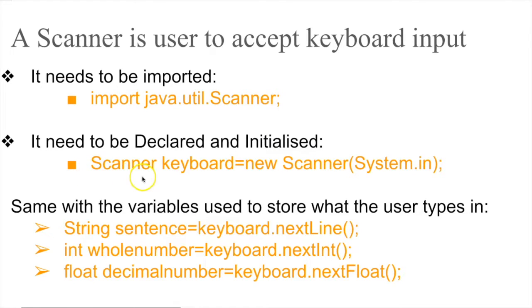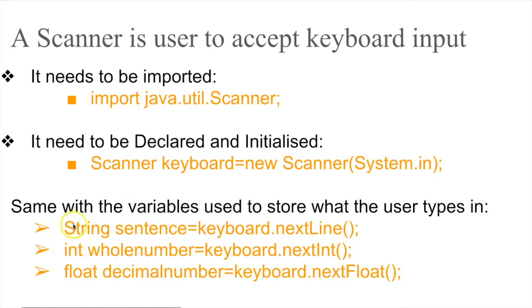Also, you have to create a variable of the type Scanner. I've just called mine keyboard here so that I remember what I'm dealing with. And you have to make a new Scanner because it's an object, and you have to pass into its constructor System.in. Now, you don't need to remember exactly what that means. You just need to type that line for now.